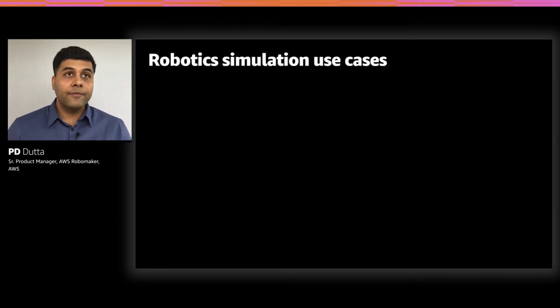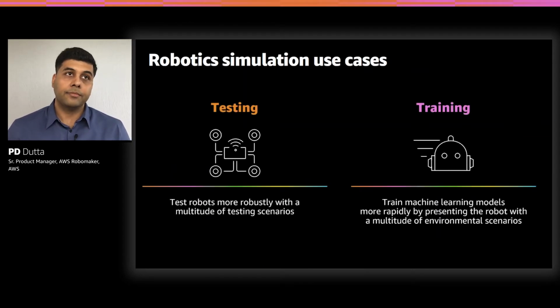Now, the two most prevalent use cases for simulation are testing and training. You can test multiple scenarios and make your robots more robust. And you can also provide randomized environments to train your robots to make them behave more accurately in the real world.